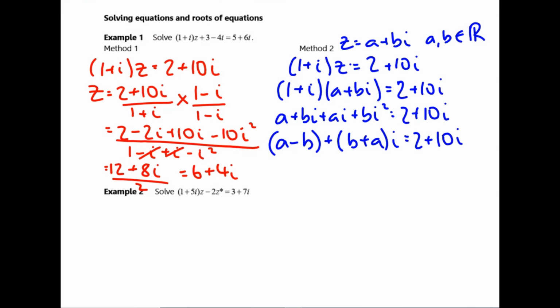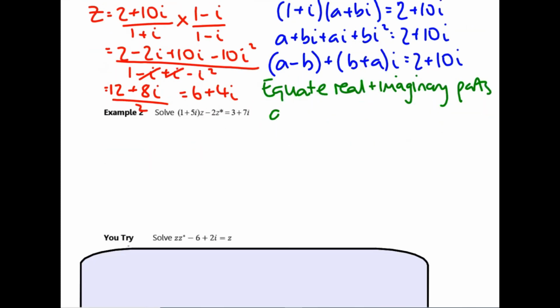Now what I'm going to do next is just like equating coefficients, except instead I'm going to equate the real and imaginary parts. So whatever's real on the left-hand side, which is a minus b, must be equal to whatever's real on the right-hand side, which is 2. And whatever's imaginary on the left-hand side, which is b plus a, must be equal to 10, the imaginary part on the right-hand side. Don't need to include i for those ones, just like you wouldn't include x if you were equating x coefficients. You can solve these by hand or solve them in your calculator.